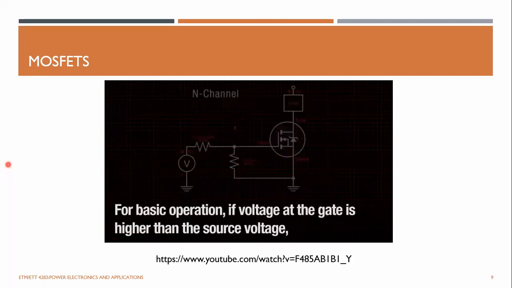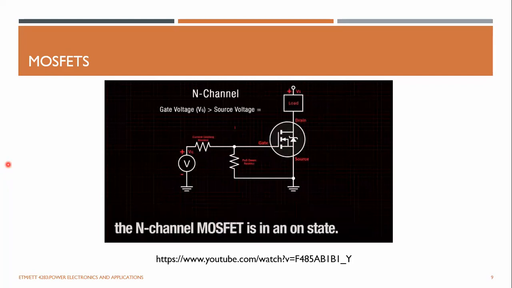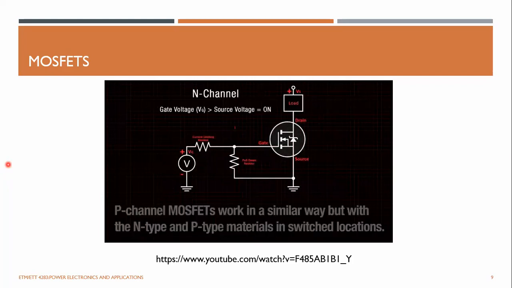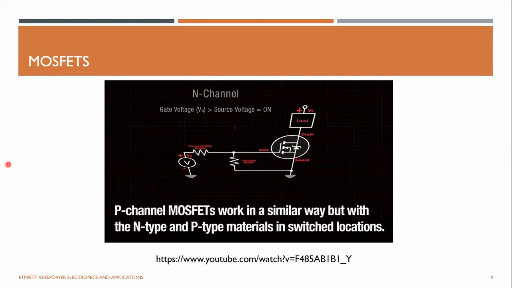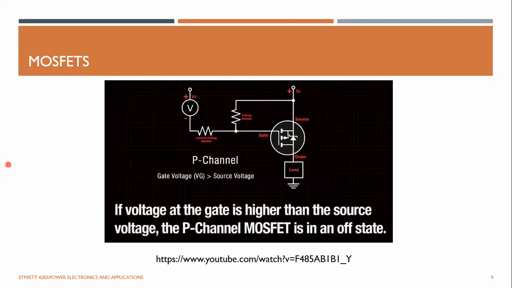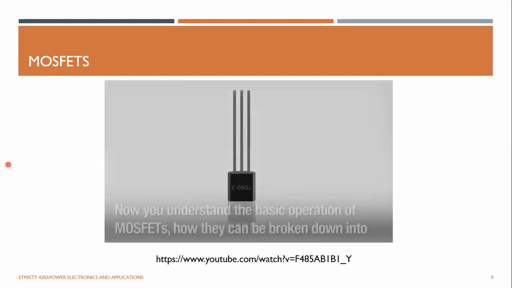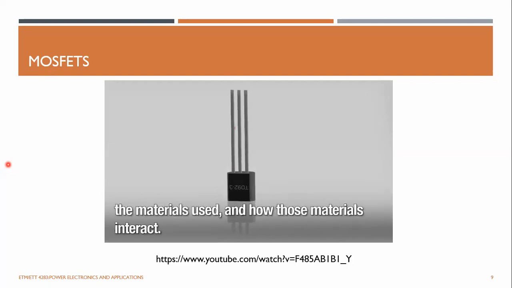For basic operation, if voltage at the gate is higher than the source voltage, the N-channel MOSFET is in the on state. P-channel MOSFETs work in much the same way, but with the N-type and P-type materials in switched locations. If voltage at the gate is higher than the source voltage, the P-channel MOSFET is in the off state. Now you understand the basic operation of MOSFETs, how they can be broken down into the materials used, and how those materials interact.